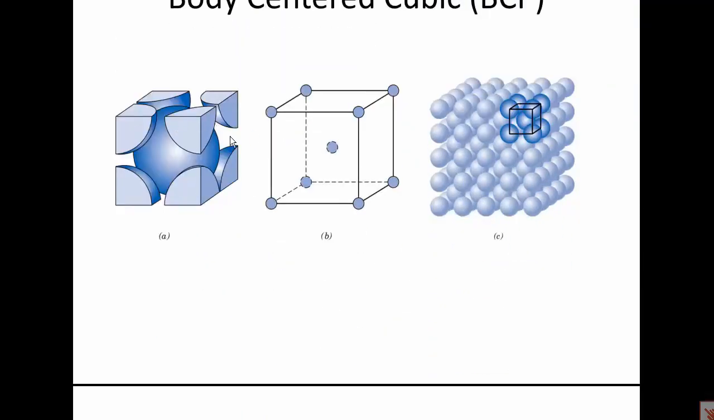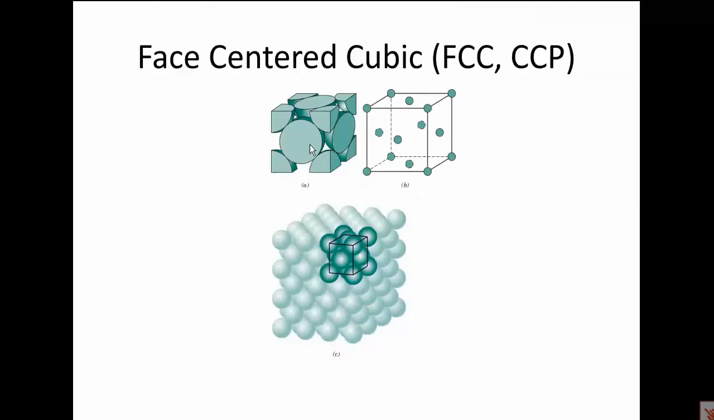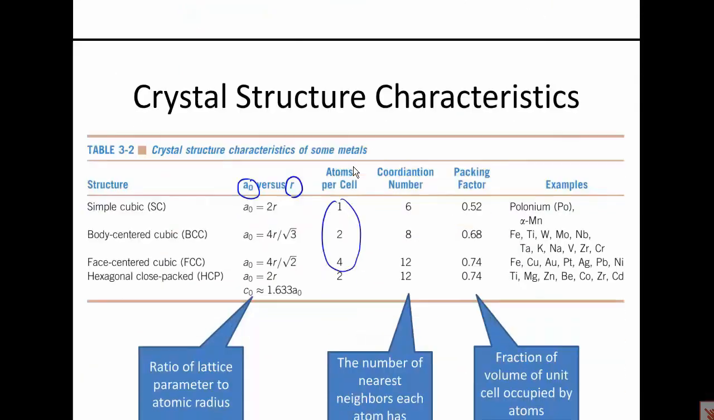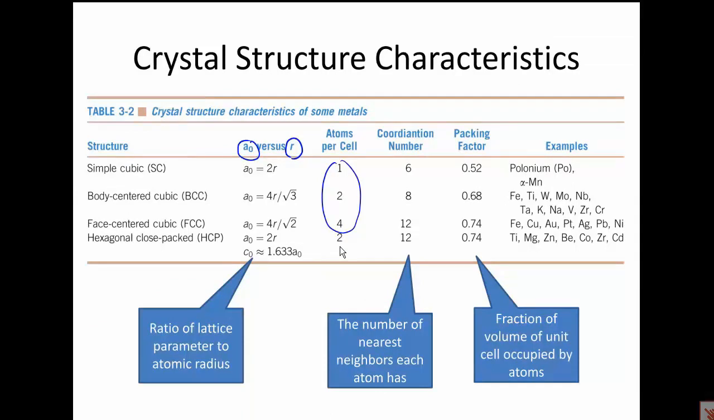With body-centered cubic, we have the corners each with 1/8 and a full sphere at the center. This means that there are 2 atoms per unit cell in the body-centered cubic structure. In the face-centered cubic structure, each face has half an atom, so that contributes 3, and the corners contribute 1. So there are 4 atoms per unit cell in the face-centered cubic structure. And we already discussed in the previous video that the hexagonal close-packed structure has 2 atoms per unit cell.